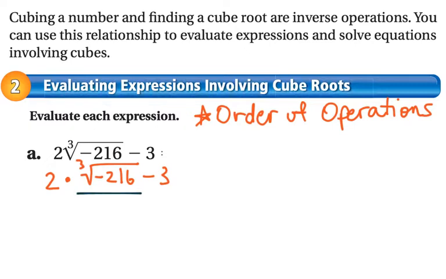So we need to evaluate that, and I'm going to go ahead and rewrite everything else before we finish that up. So our first step is going to be to find the cube root of negative 216. Well, since it's a negative, I know that the cube root will also be a negative, and now I have to simply consider what is the cube root of 216.